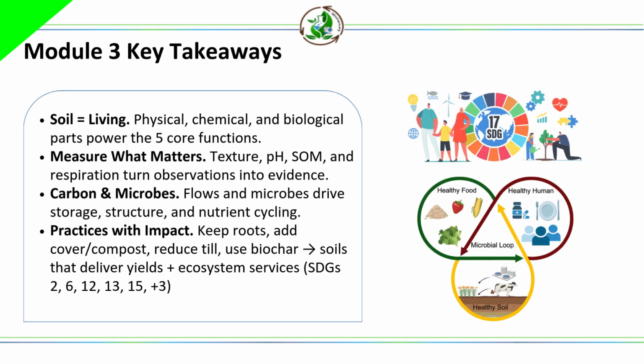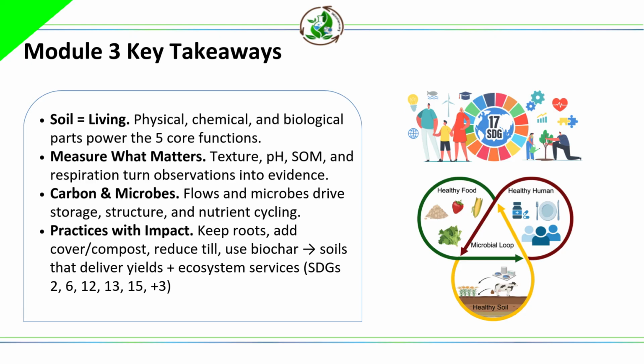Now, let's wrap up the whole module. The key takeaways from Module 3 are: soil is a living system. Its physical, chemical, and biological parts all work together. We learned about the 5 core functions, like nutrient cycling and water filtration. We can measure soil health by testing texture, pH, organic matter, and respiration. Microbes drive carbon storage and nutrient cycling, which supports plant growth.